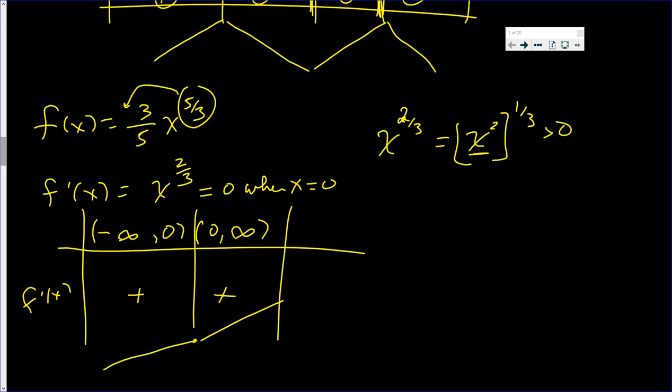Okay, so where is it increasing? Everywhere. It's increasing. I hope I didn't say decreasing. It's increasing everywhere. One might argue it's not increasing at 0, but let's not talk about that. Why is it not increasing at 0? Because the slope is 0. Slope is positive, you're increasing. The slope is negative, you're decreasing. The slope is 0, you're constant.